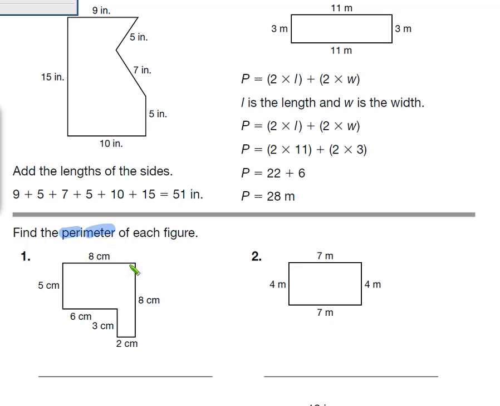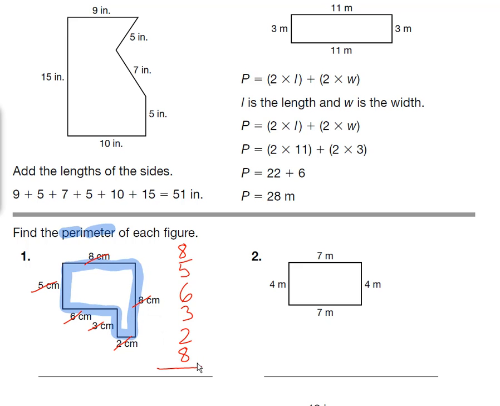Now for number one here, if you look at this shape, all of the sides of the shape are different lengths. So what we're going to have to do on this one is we're just going to have to measure. By the way, this is the reteach side. So we're gonna go ahead and write them down. This side is 8 centimeters, so we're going to write down 8. This side is 5 centimeters, so we're going to write down 5. Then we have 6. Then we have 3. We have 2. And we have another 8.